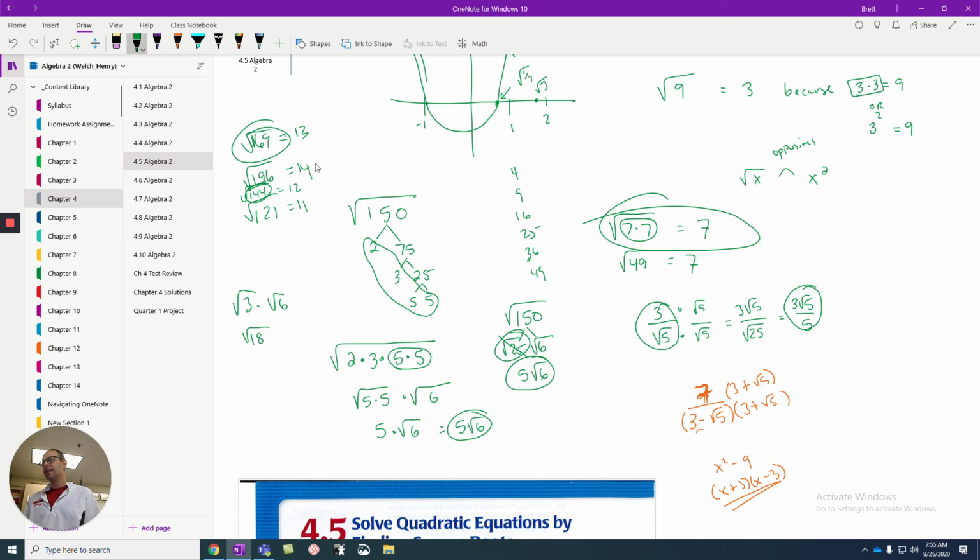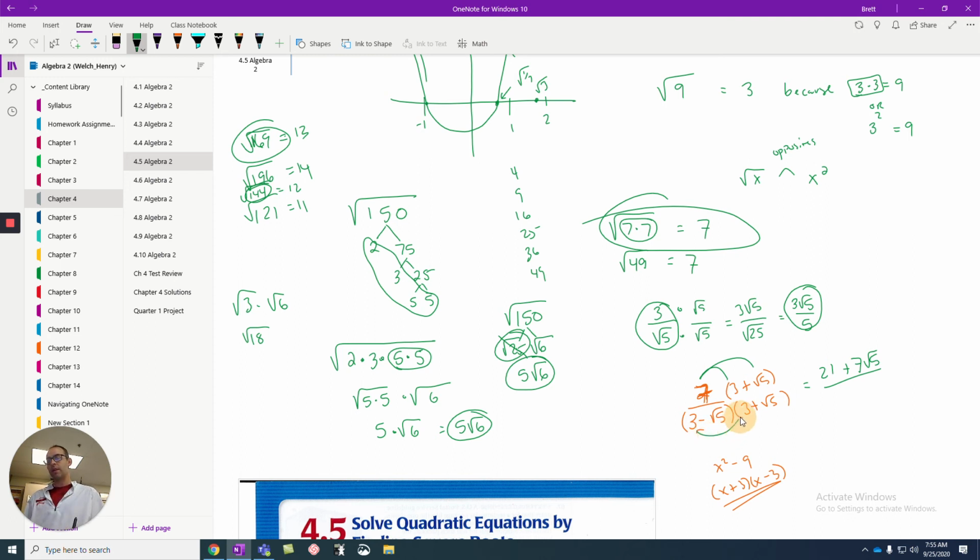On top, it's just a multiplication that you just distribute and deal with. 3 times 7 is 21, plus 7 times root 5 is 7 root 5. Nothing fancy going on there. On the bottom, we do have to FOIL. At least we think we do. Let's be real cautious here.